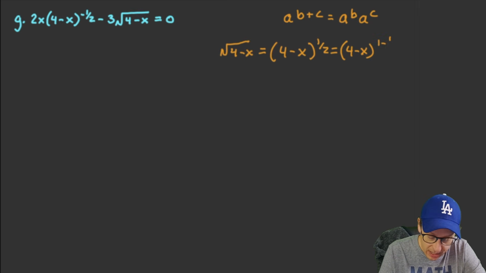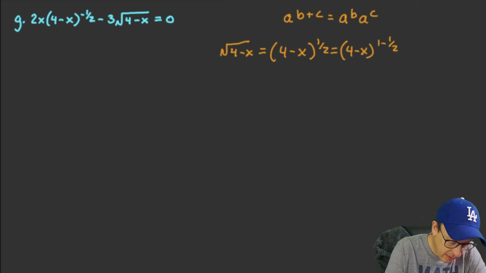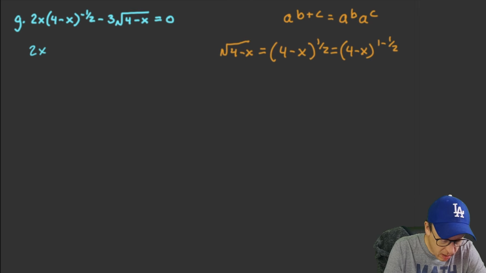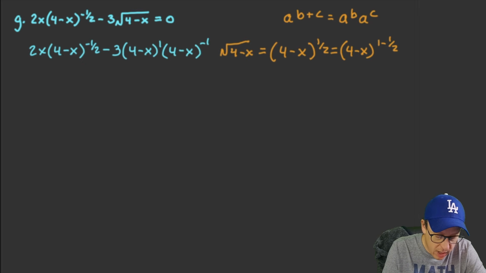Minus 1/2. Okay. So now we're going to use these different rules to try to simplify this. So this is going to be 2x (4 minus x) to the negative 1/2 minus 3 (4 minus x) to the first, and (4 minus x) to the negative 1/2.